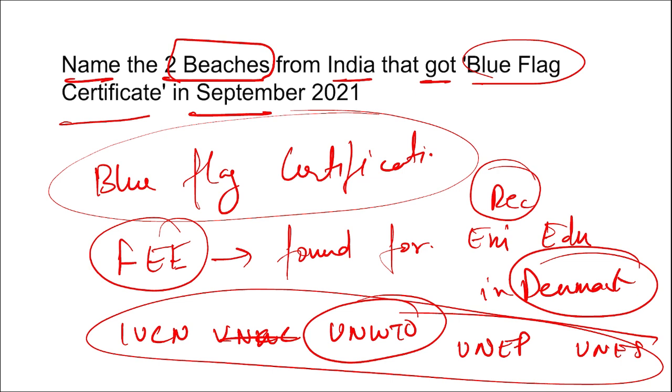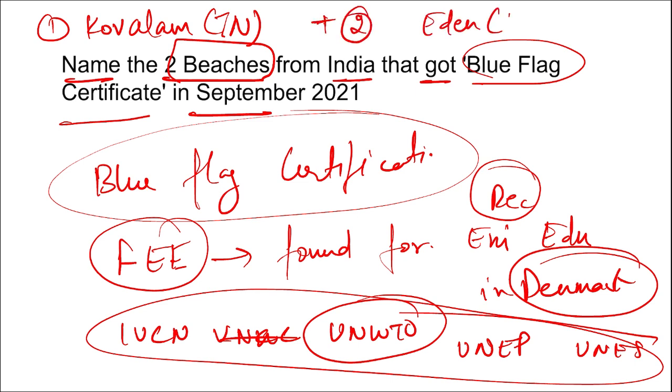Now coming back to the question, which are the two beaches that received this Blue Flag certification recently? The two beaches from India are, first, Kovalam beach in Tamil Nadu, and your second one is Eden beach in Puducherry. Kovalam beach of Tamil Nadu and Eden beach of Puducherry got the Blue Flag certification recently.